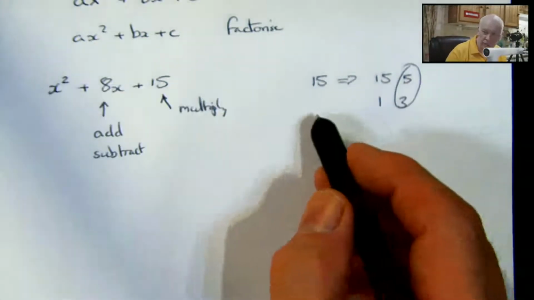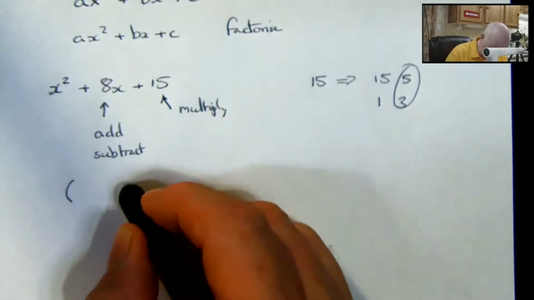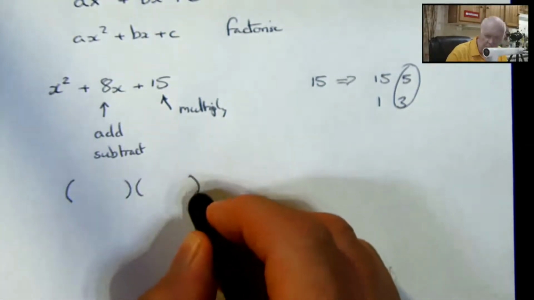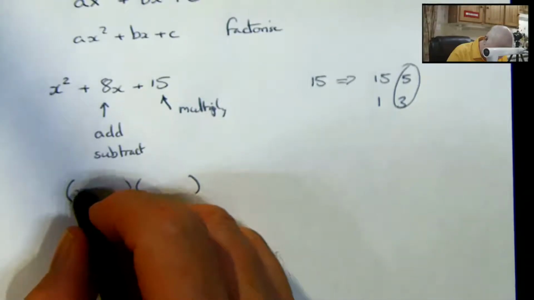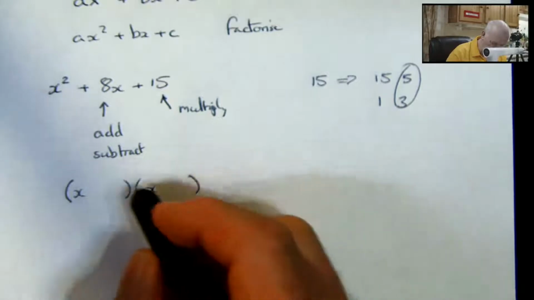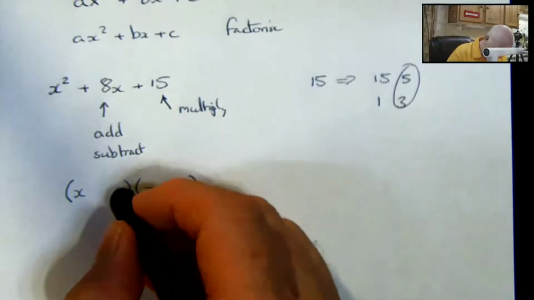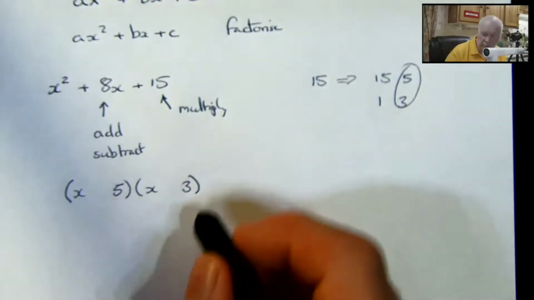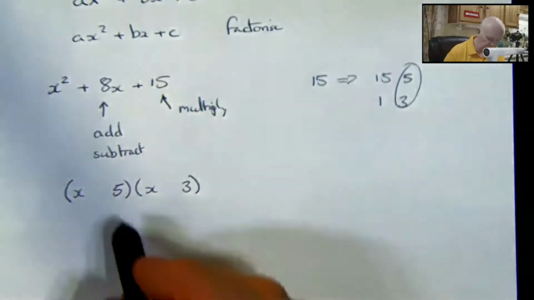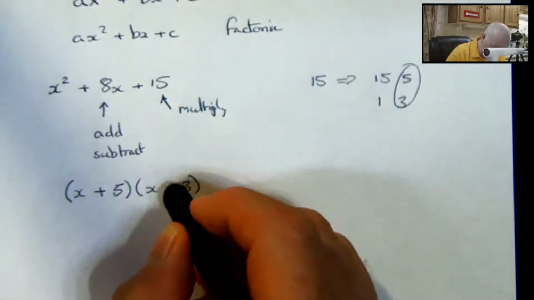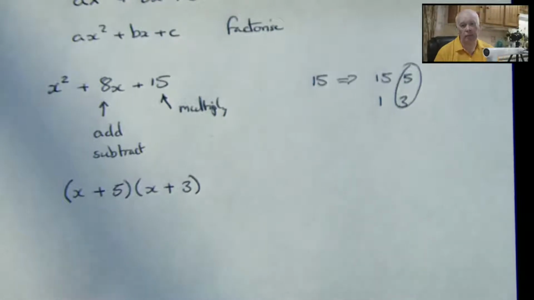So there are factors. So we write down our two sets of brackets. We know we've got an x in both, because they're going to multiply together to make x squared. And our two numbers are 5 and 3. Everything is positive, so these numbers are going to be positive. And we've done it. Okay, let's try a different one and see what we can do with this.